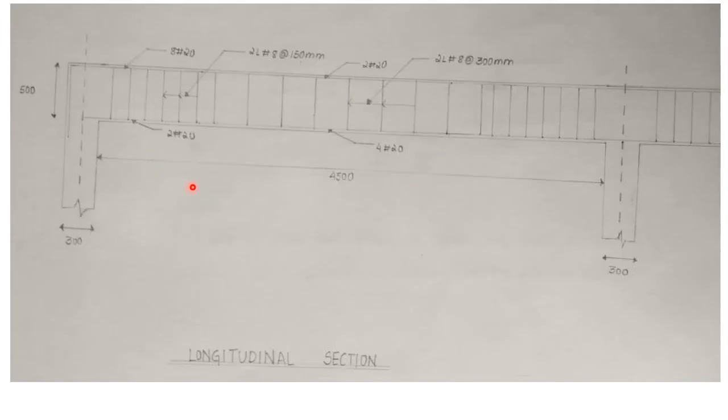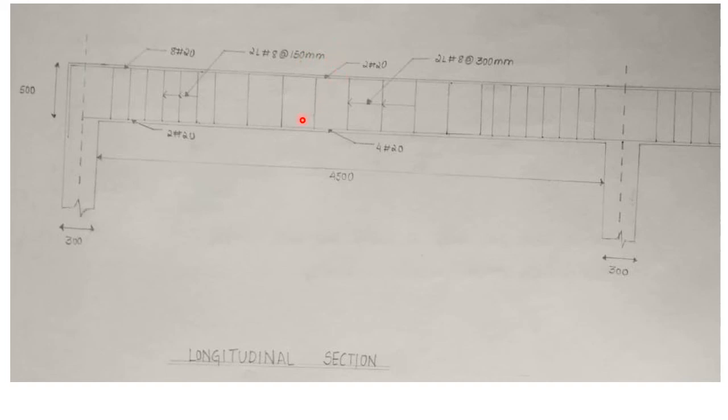Since the shear is more at the support, they have provided close spacing up to a distance of 1000 mm from the face of the column. It is 2-legged 8 mm dia. In the remaining portion, they have provided 2-legged 8 mm dia at 300 mm center to center. Here it is 2-legged 8 mm dia at 150 mm center to center.